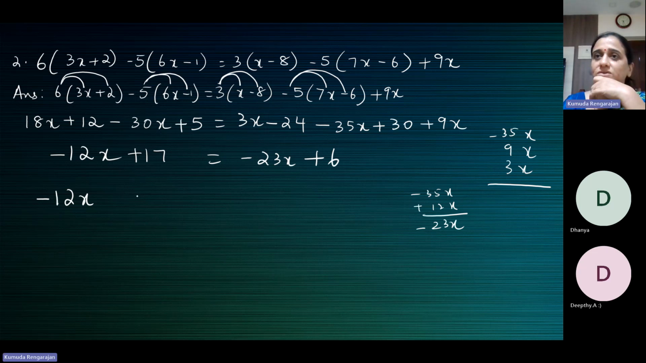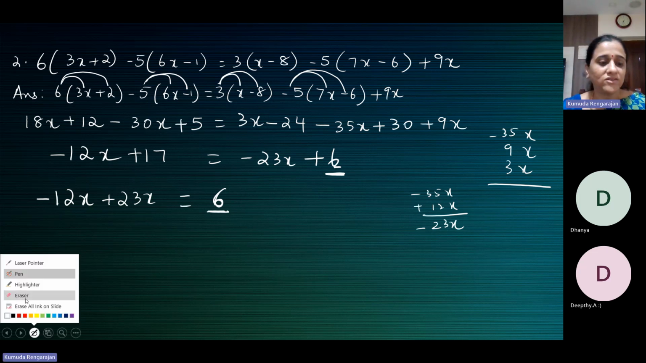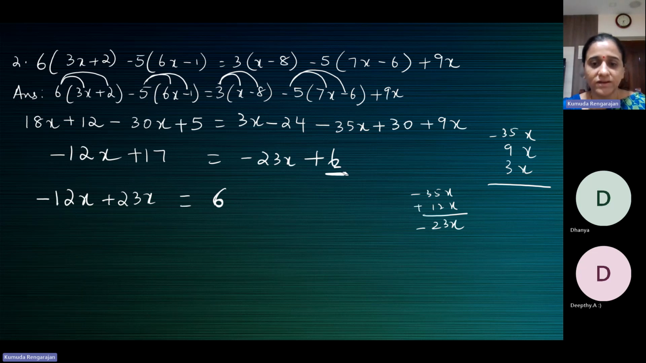Yeah, you will get the same answer. So minus 12x, correct? Now this minus 23x to the left hand side, plus 23x is equal to, where is 6? On the right hand side. It's there only. Don't think 6 is here and I have transposed it. No. Where is 6? On the RHS. Where is it here? On the RHS. So you have not transposed. It's on the same side.